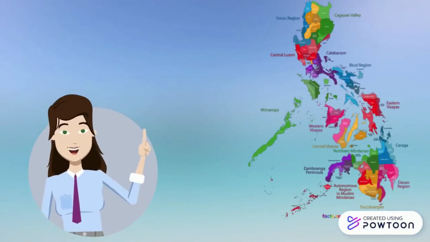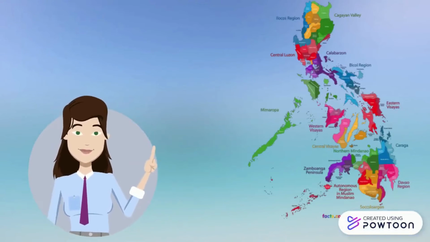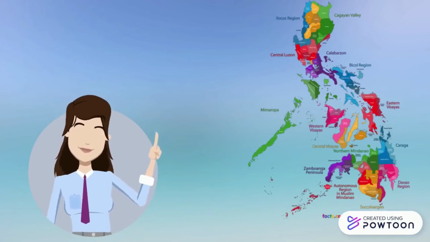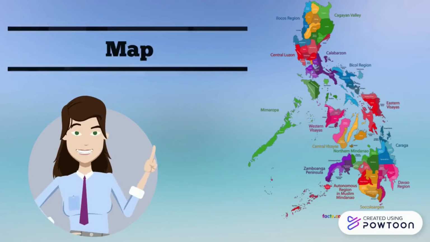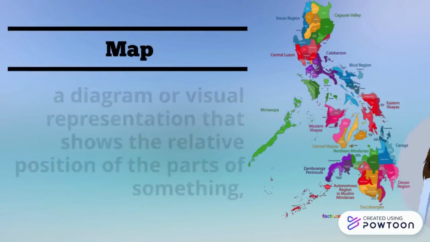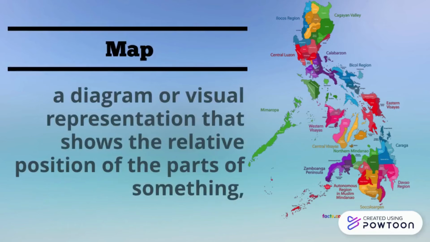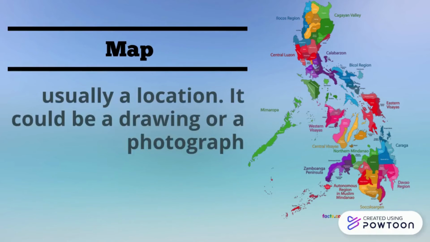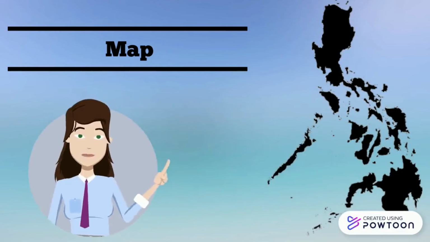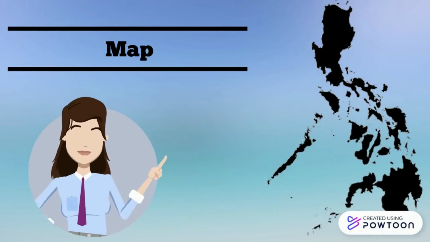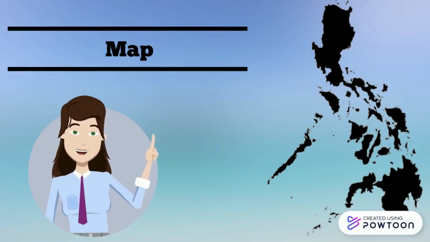A very common picture is shown, and you know it, don't you? Yes, you got it right. Map. Map is a diagram or a visual representation that shows the relative position of the parts of something, usually a location. It could be a drawing or a photograph. The illustration used as an example is a Philippine map.